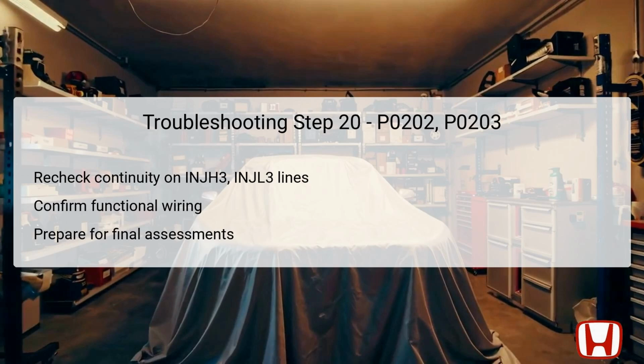The final testing measure for both injector lines, INJH3 and INJL3, focuses on confirming functionality before concluding diagnostics. The continuity test provides confirmation that these wires are intact, setting the stage for final assessments. If the wiring is confirmed as operational, the next steps lie in evaluating whether the PCM needs replacing or not. Be diligent in ensuring that all connections throughout this process maintain integrity for future operation.